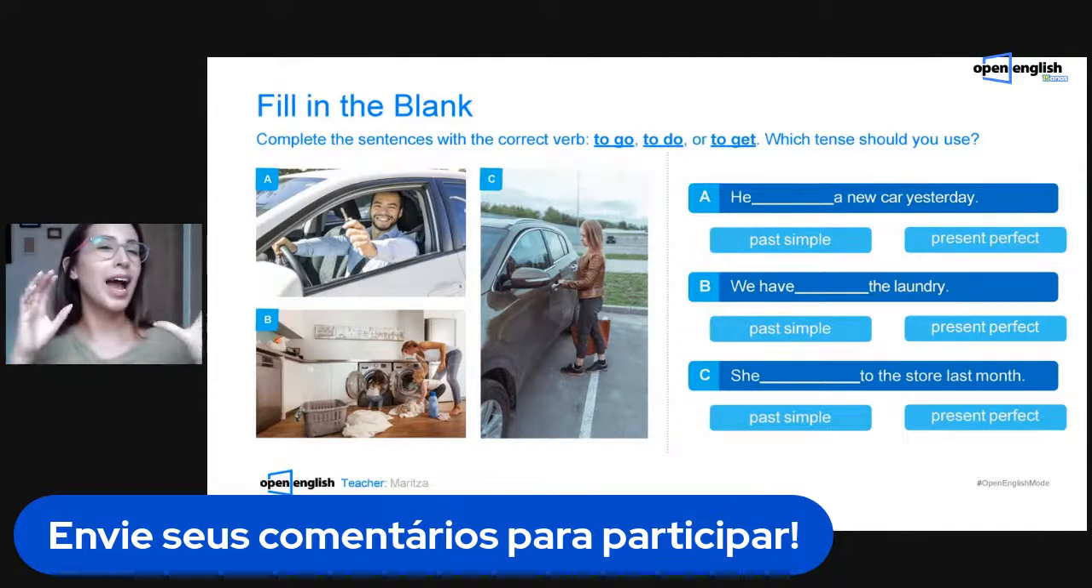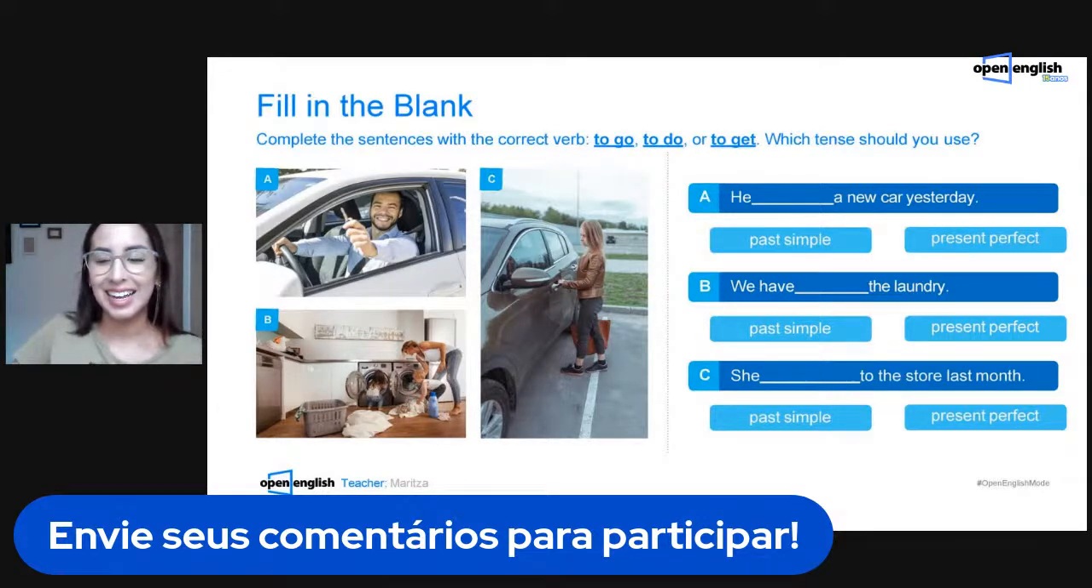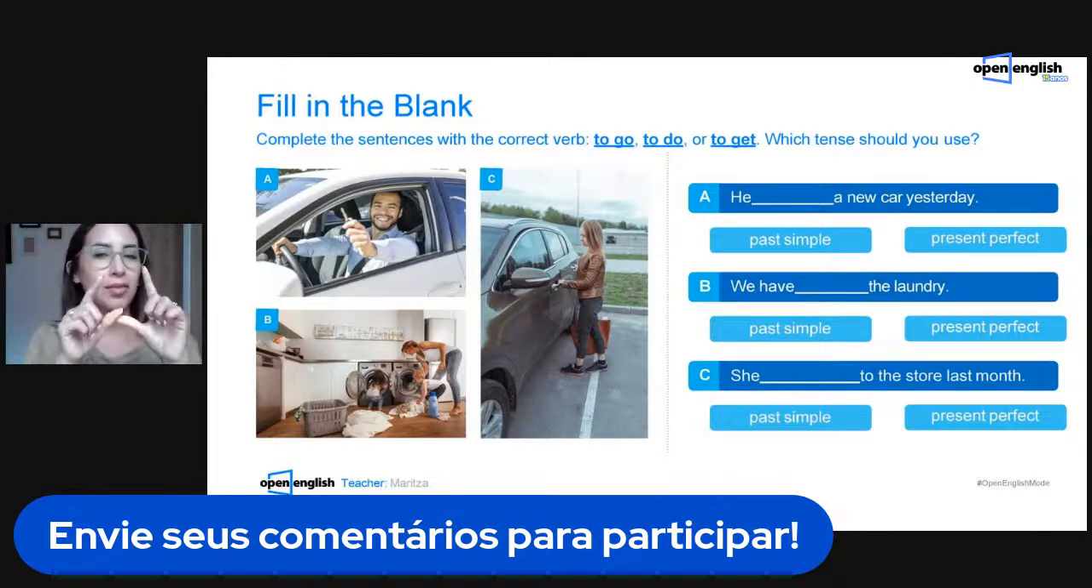A, he blank a new car yesterday. So remember, if we have the word yesterday, we will probably use the past simple, right? All right. So yes, we would say he got a new car yesterday. We have this big hint here, yesterday, so a specific point in time. So we would say he got a new car yesterday.